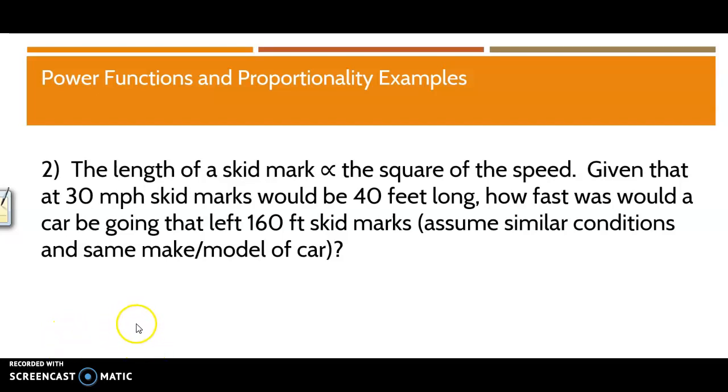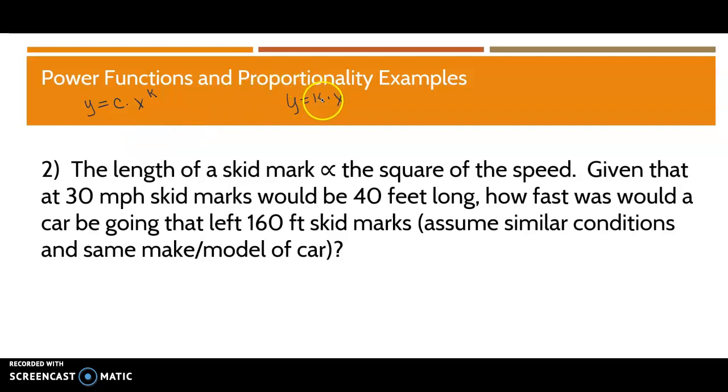Hello, today we're going to be dealing with power functions and proportionality. So as we look at this, a power function, we have the formula y equals some constant times x with a known power of k. When we think of directly proportional examples, we think of the formula y equals k times x.